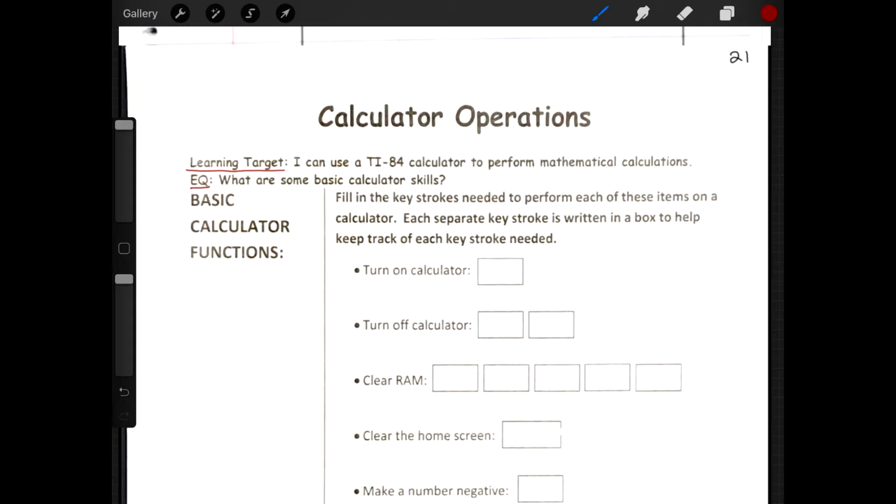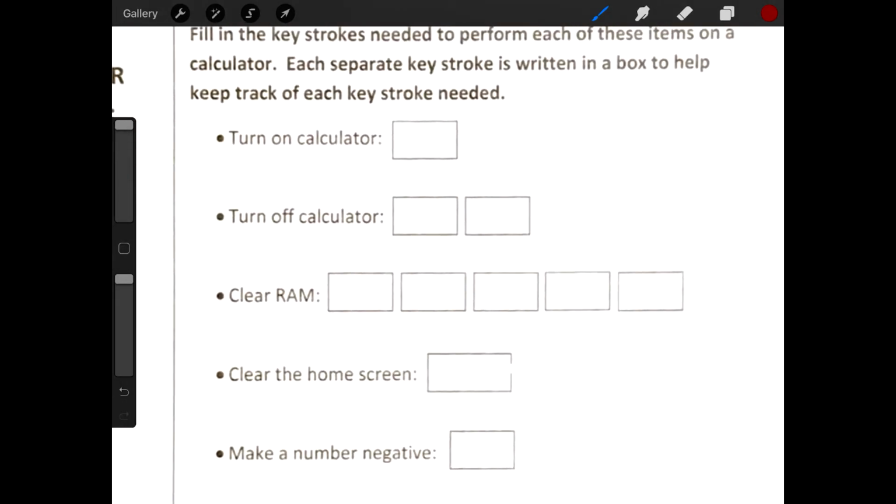So let's say you want to turn on your calculator. Okay, you're going to hit the button that says on. Very simple, right? If you want to turn off the calculator, you're going to hit second. So there's a button that says 2ND. And then you're going to hit on. Okay, so it's basically saying the blue lettering, that's what we're highlighting right now. And so above the on button, there's a blue lettering that says off.